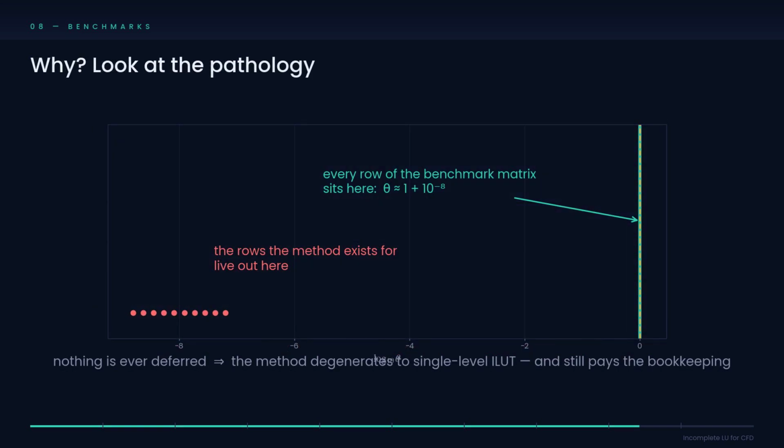So why? Because of how that test matrix was built. A consistent finite difference stencil produces rows whose diagonal exceeds the off-diagonal sum by about 1 part in 100 million. Every row is marginally dominant, so the deferring test sends essentially every row into F. Nothing is deferred, and the multilevel method degenerates into a single-level ILUT that is still paying for its multilevel bookkeeping.